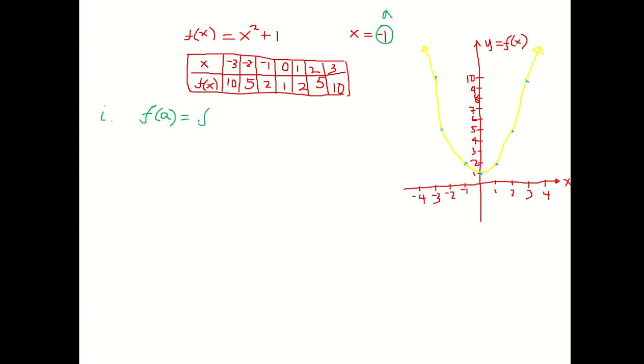So this time we have a is negative 1. What is f sub negative 1? You just substitute it here. So when this is negative 1, negative 1 squared is 1, plus 1, so we have equal to 2. Okay, now the second condition that we need to satisfy.